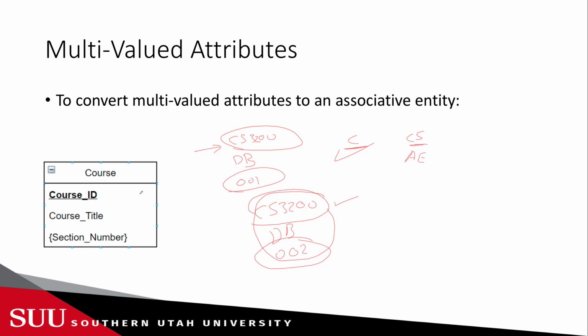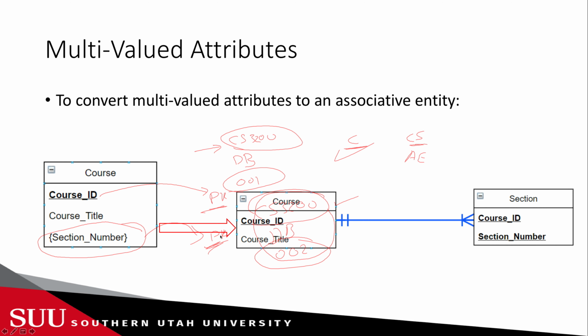And what I will do is take this out of the entity and place it in the associative entity. I will copy the course ID to the associative entity, which is the primary key, and I will copy the name of the multi-valued attribute as a singular attribute, and this is going to be another part of the primary key. So I'll have a composite primary key consisting of two attributes.